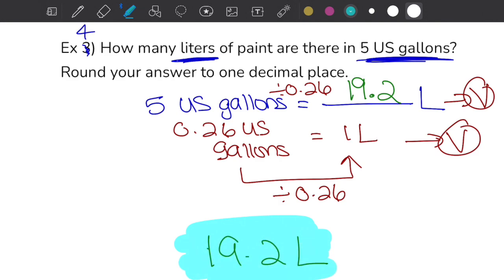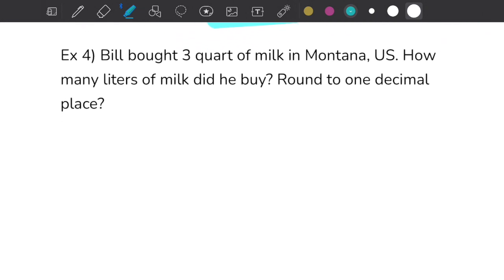Okay. So now let's go over the 5th example. Bill bought 3 quarts of milk in Montana, US. The city here will become important in a minute. How many liters of milk did he buy? Round to 1 decimal place.